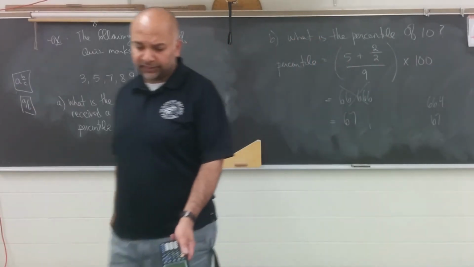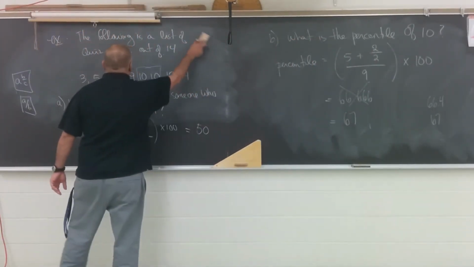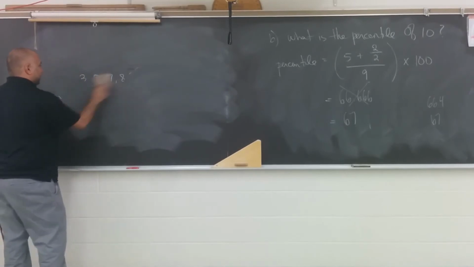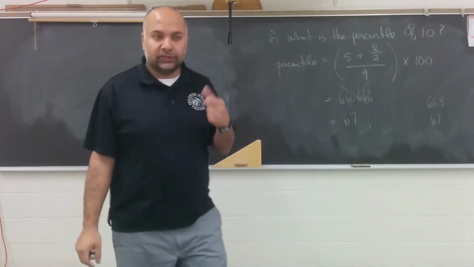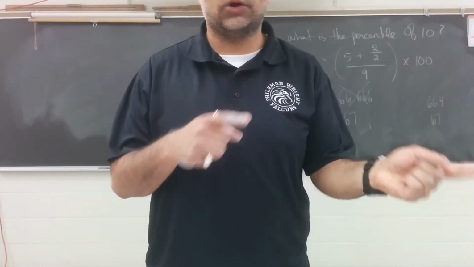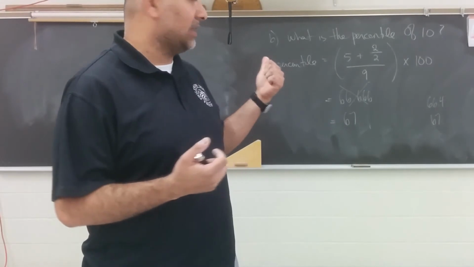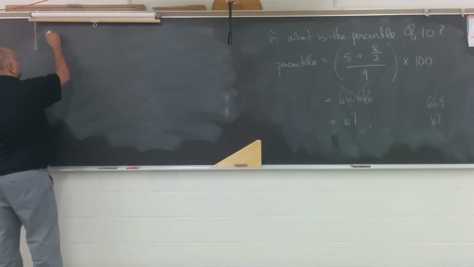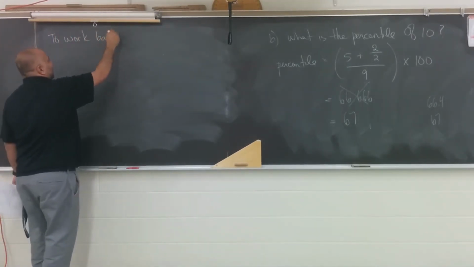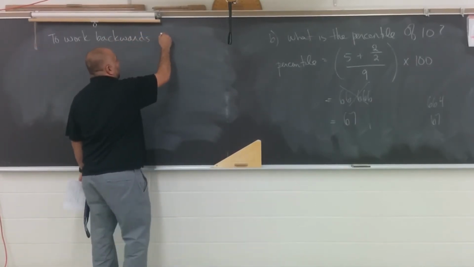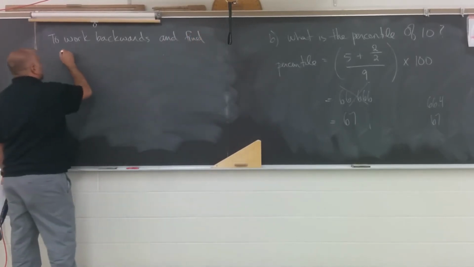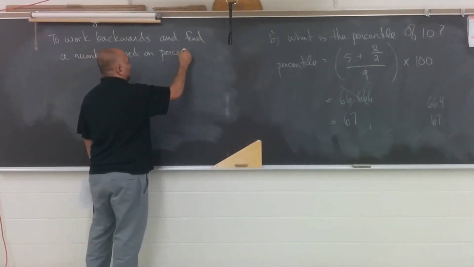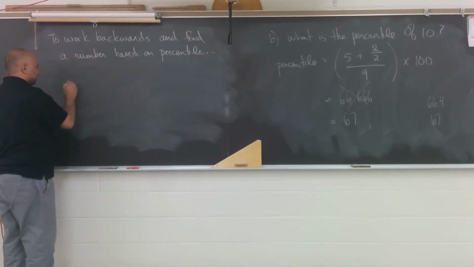Okay. That's the first half of the lesson. The second half is a new formula again. So this formula is used to find the percentile. But if you're already given the percentile and you want to work backwards to get the actual number, then we essentially are going to take that formula and rearrange it. When you rearrange it, you end up with this. To work backwards and find a number based on percentile, we use this formula, position.